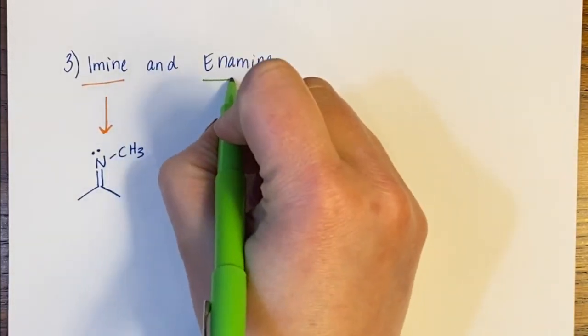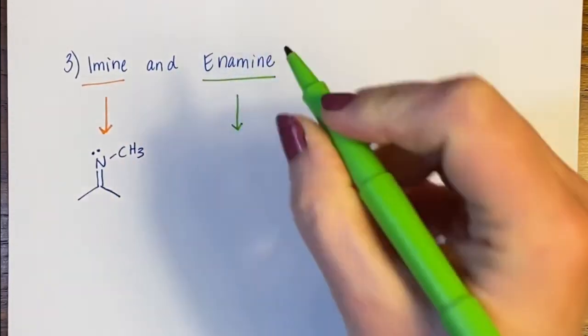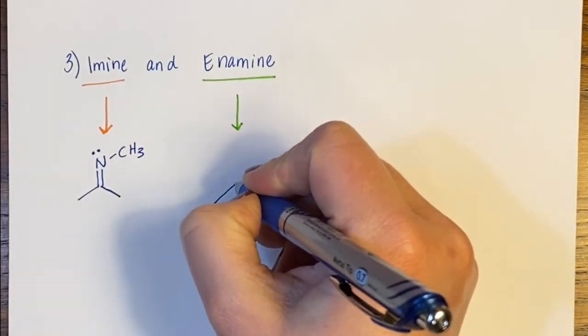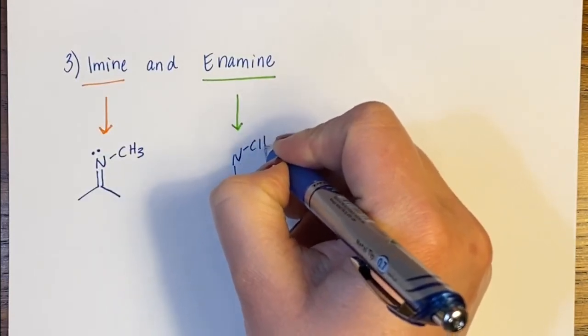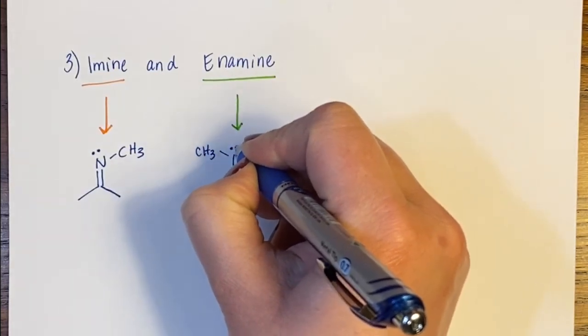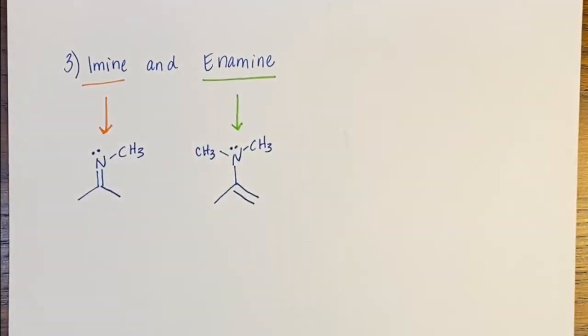My enamine is a functional group that looks like this. I have a nitrogen that's in a single bond to 3 carbon-containing groups, and one of those carbon-containing groups is an alkene. The alkene and the amine is the foundation for my enamine functional group.